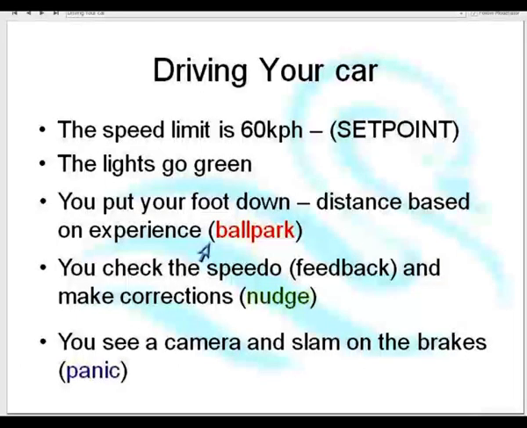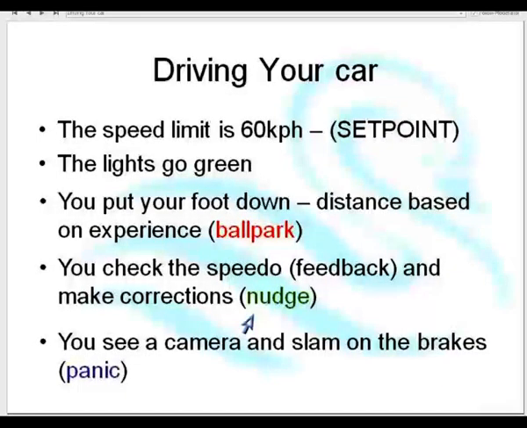Okay, you put your foot down. Now you put your foot down a distance, which is based on your experience as a driver. You know that that's roughly going to get you to set point. It's not going to get you bang on to set point, unless you're lucky. It's going to roughly get you to set point. Now, I call that a ballpark move, which gets you somewhere nearby. And it's going to be different depending on whether the road's wet or you're on an incline or whatever. But it's going to get you somewhere nearby.